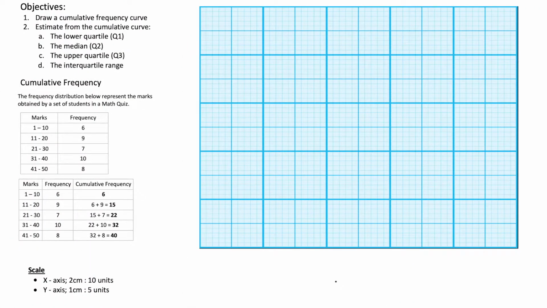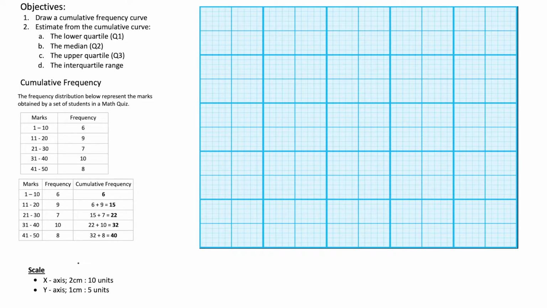In this video, we will be looking at how to draw a cumulative frequency curve, and from the curve, we are going to estimate the lower quartile, the median, the upper quartile, and the interquartile range. As we know already, the cumulative frequency is the running total, as is shown in the example here. So all we're going to do is just find the sum of each frequency going down.